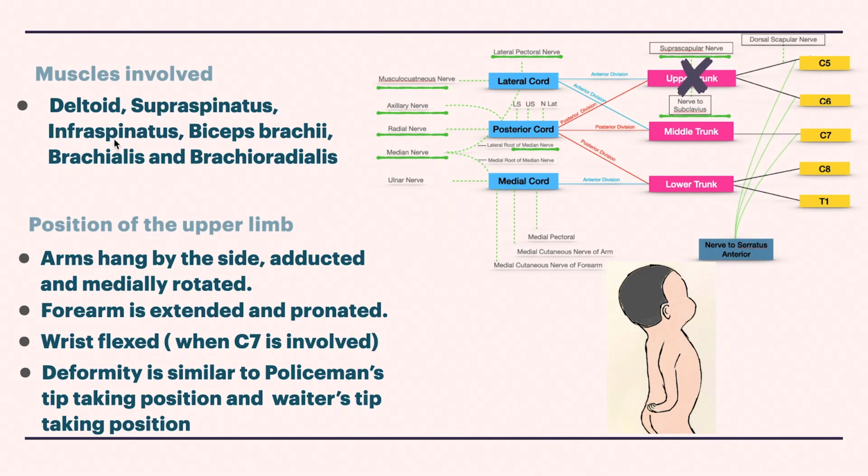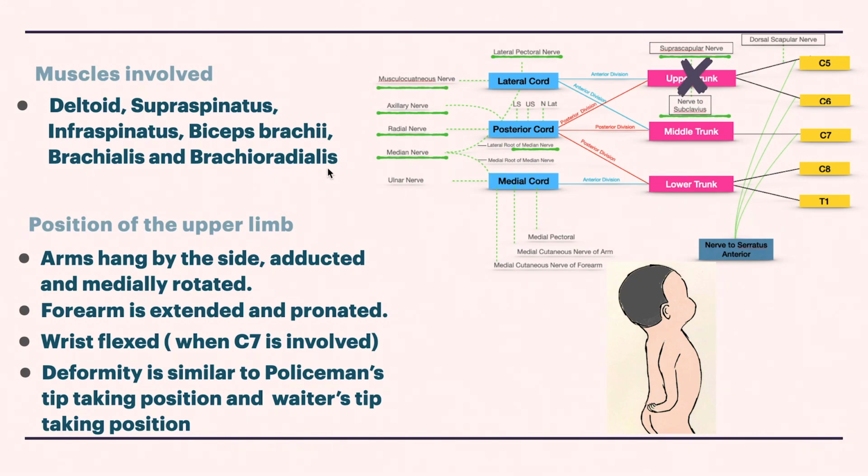And then we have supraspinatus and infraspinatus, which are supplied by the suprascapular nerve. Now, when the suprascapular nerve is affected because of the injury to the upper trunk, these 2 muscles also get affected. Then we have biceps brachii, which is supplied by the musculocutaneous nerve. Since the musculocutaneous nerve is getting affected, the biceps brachii also get affected. Brachialis is also supplied by the musculocutaneous nerve.